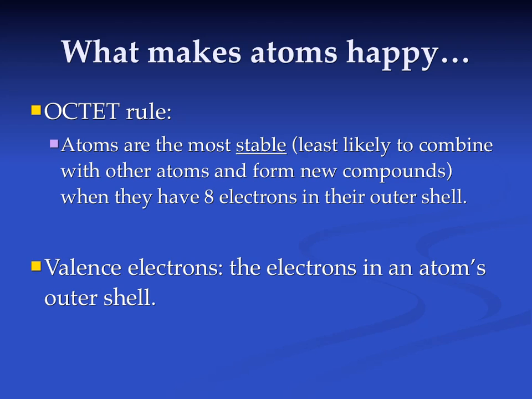They are happy, or stable, or not likely to combine with other things, when they have 8 electrons in their outer shell. We refer to the electrons that are in an atom's outermost shell as the valence electrons. For some atoms, the valence electrons will be in the second shell because that's the very outermost shell. For other atoms, the valence electrons might be in the 4th shell or the 5th shell because that's that atom's outermost shell. And again, atoms are stable when they have 8 electrons in their outer shell. We call this the octet rule. Octet, think octagon, octopus, the rule of 8.